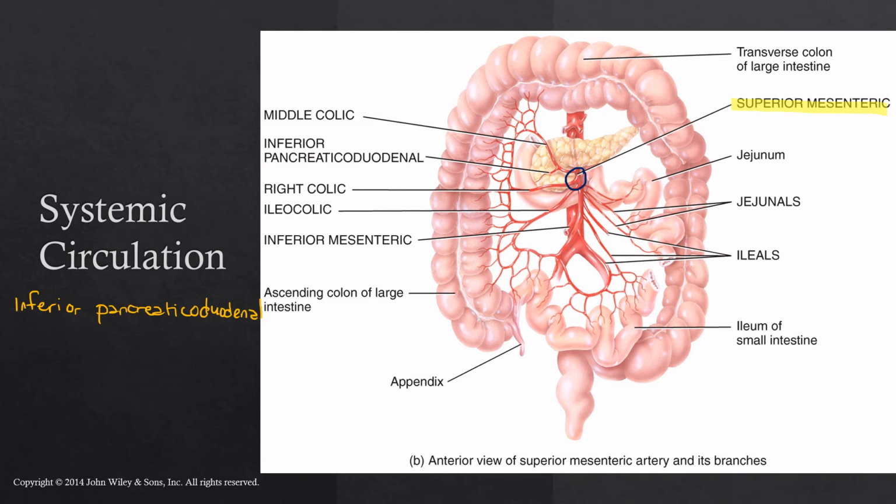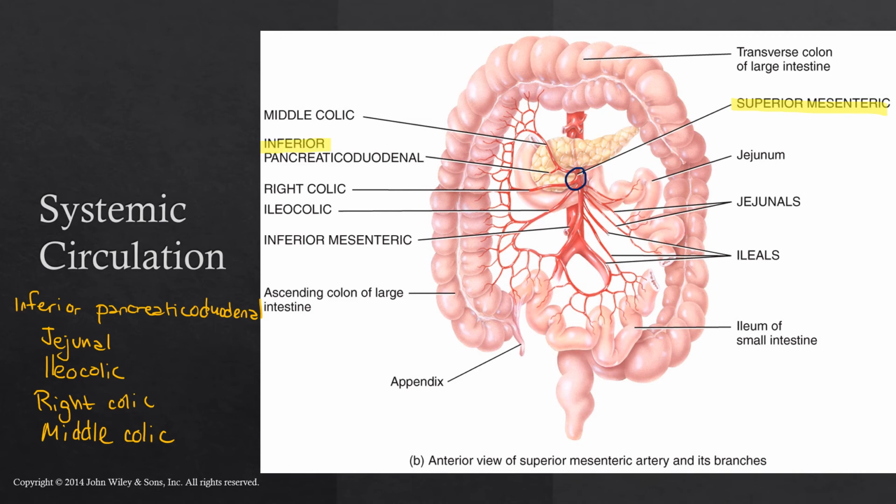Next is the jejunal. Then we have the ileocolic. The right colic. And also the middle colic. And you can see these branches here as well.